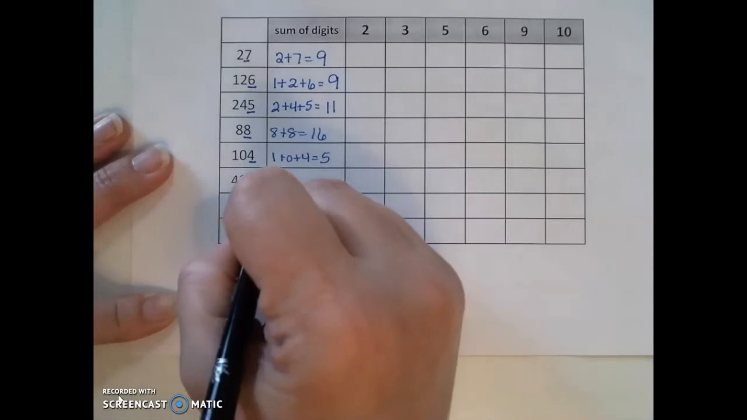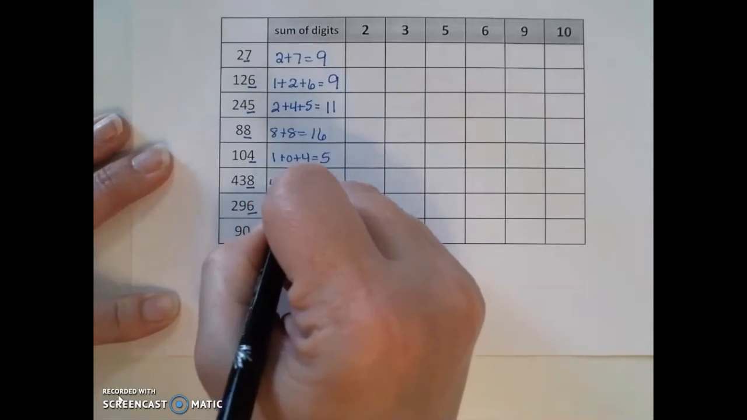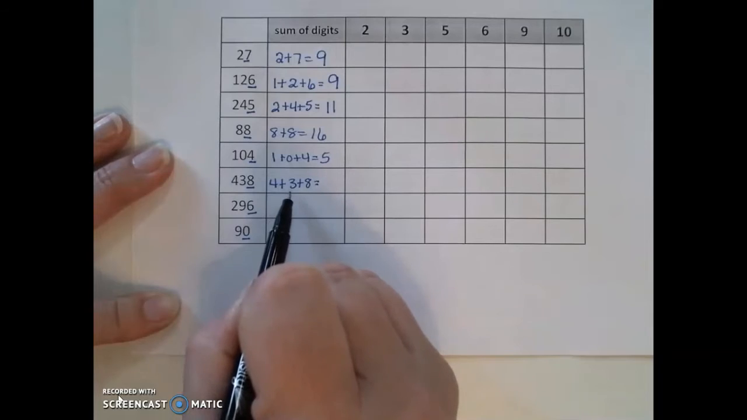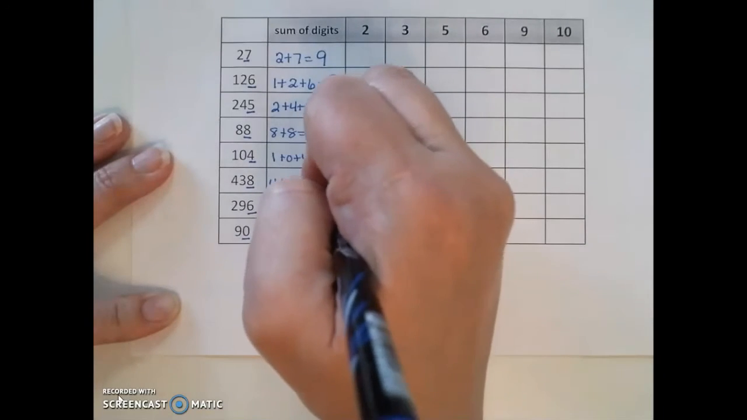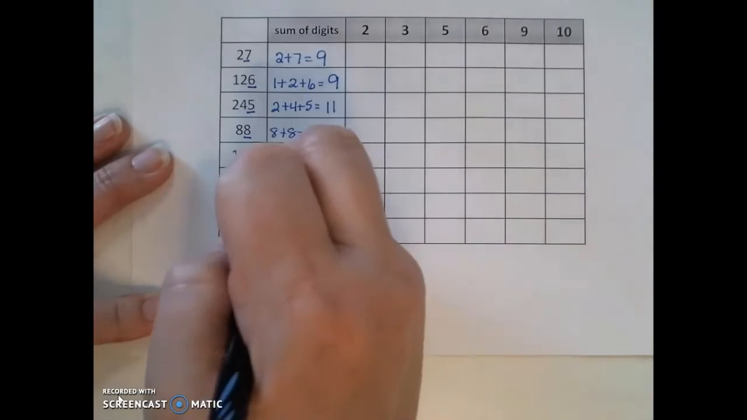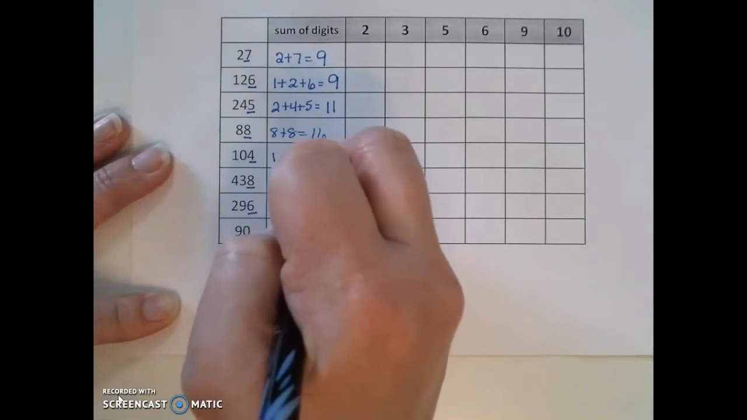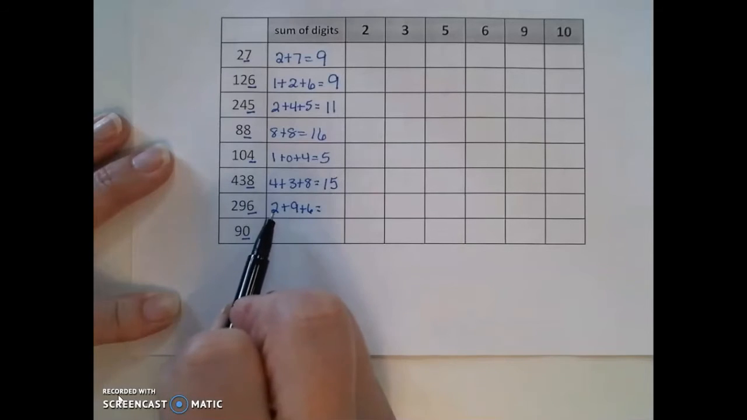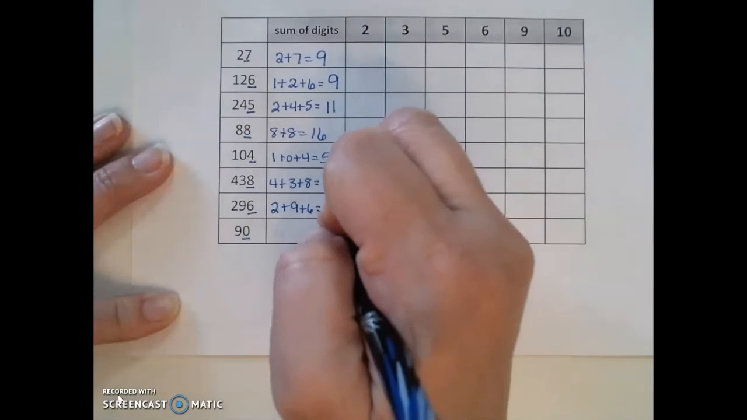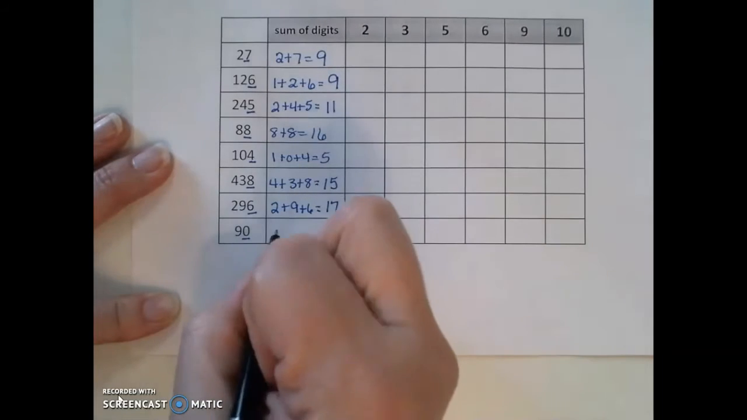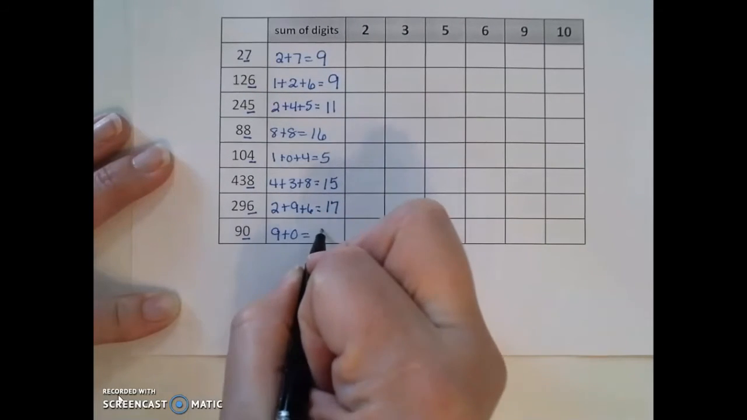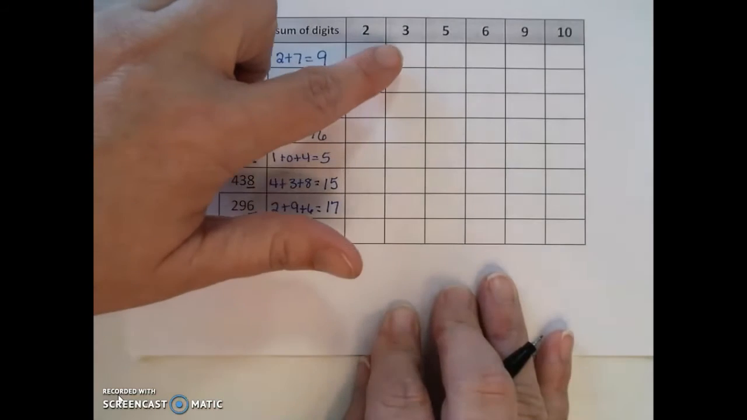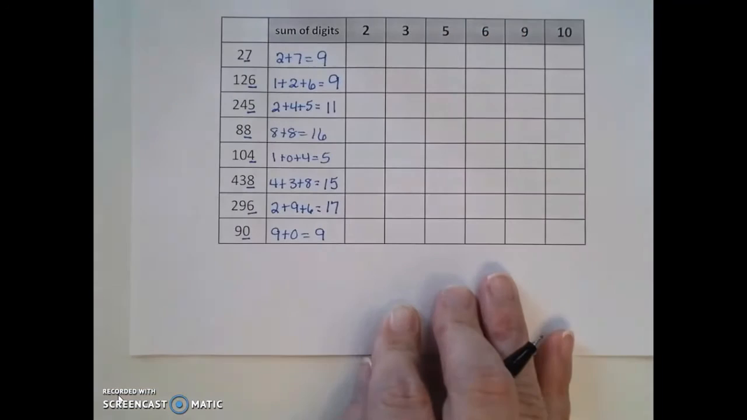438 is 4 plus 3 plus 8. 4 plus 3 is 7, and 7 plus 8 is 15. 296, 2 plus 9 plus 6. All right, 9 plus 6 is 15, plus 2 more is 16, 17. And 9 plus 0 equals 9. Remember, we're going to use this column when we decide about divisibility by 3, divisibility by 9.